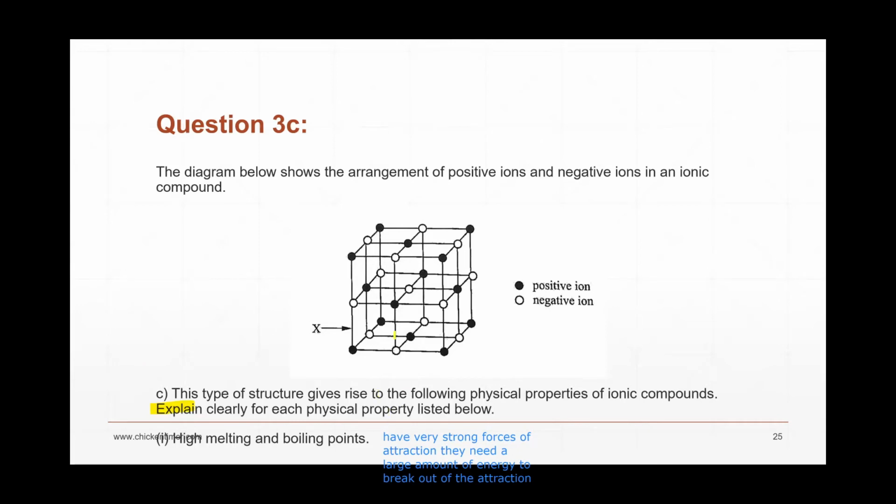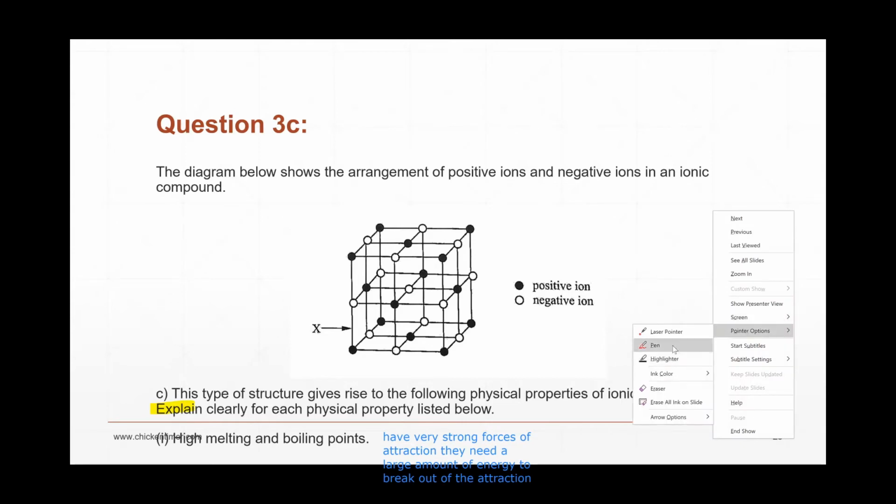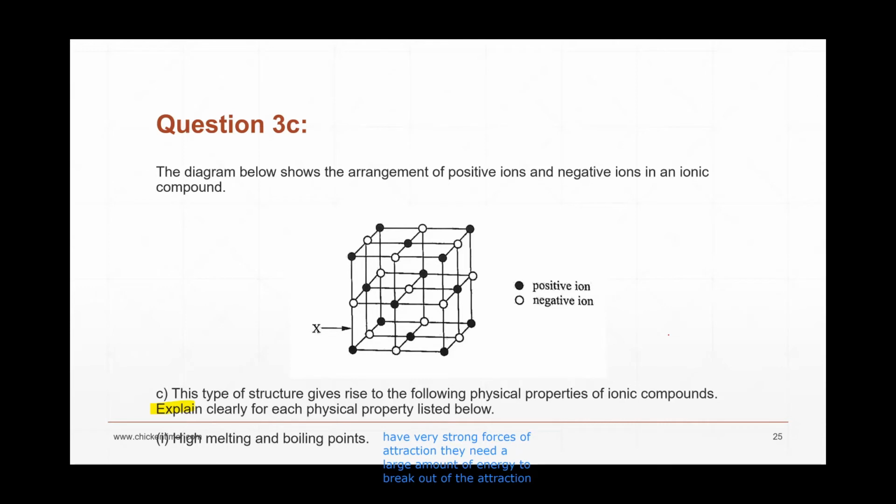So the lattice structure. There are very strong forces of attraction between the positive and negative ions. So there are strong forces of attraction between the positive and negative ions.